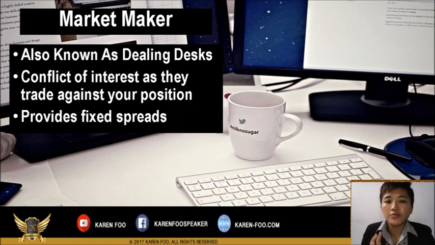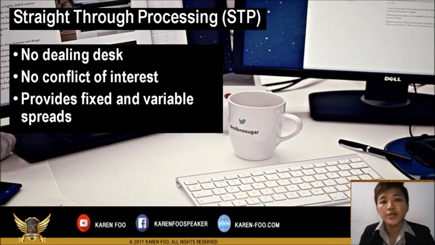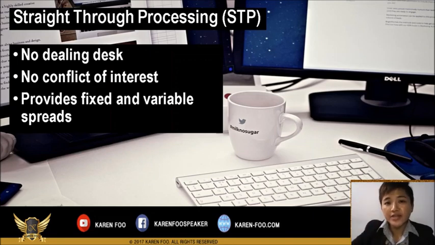Okay, market makers normally would provide you with fixed spreads. So market makers are the only ones who would pass your order through a dealing desk. Whereas for the non-dealing desk brokers, the first one is the straight-through processing, or some people call it the STP broker. It's a non-dealing desk broker, so they'll pass your order to the liquidity providers, such as your banks and hedge funds. They would provide you the liquidity to trade. For STP, there will be no conflict of interest, and they would normally provide you with fixed and variable spreads. But you find that most of the time they would provide you with variable or floating spreads.